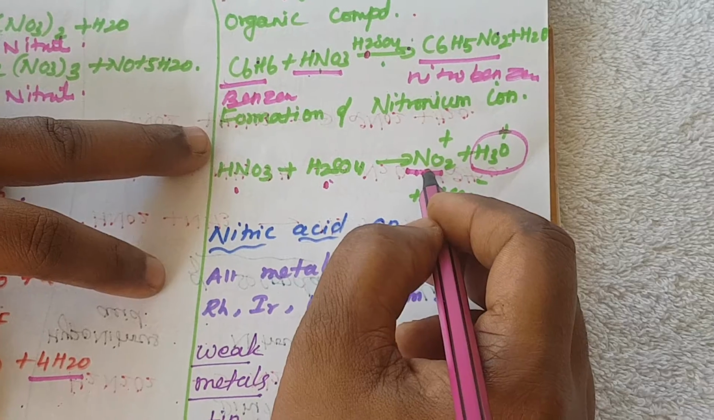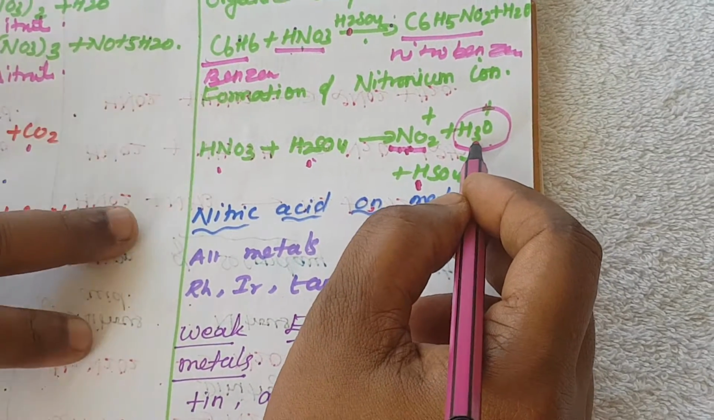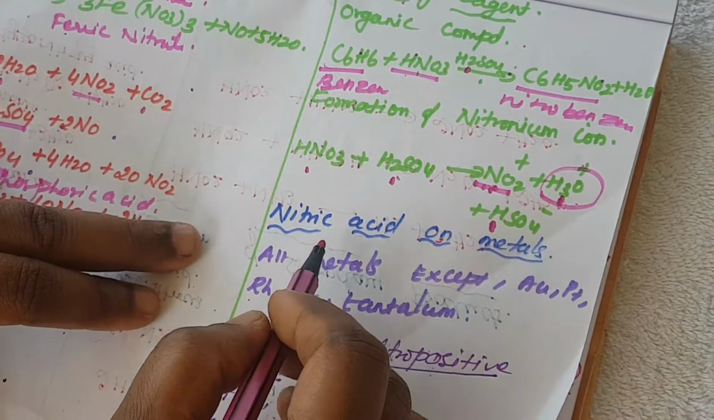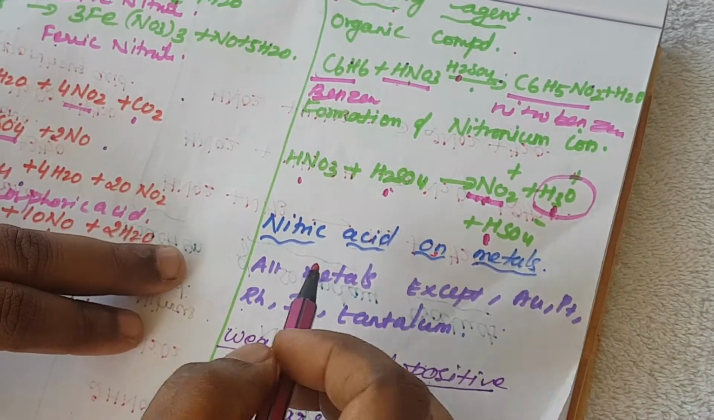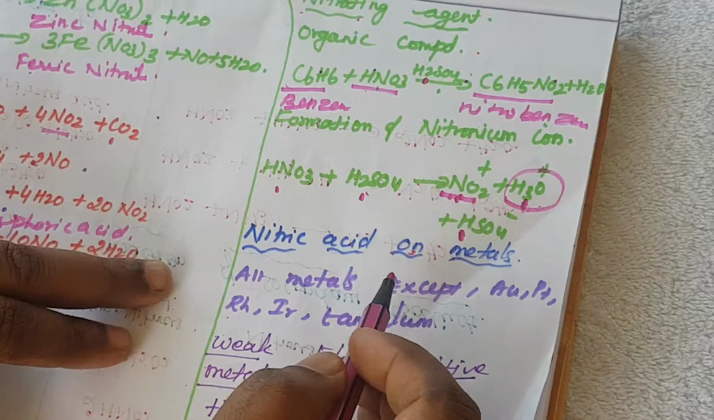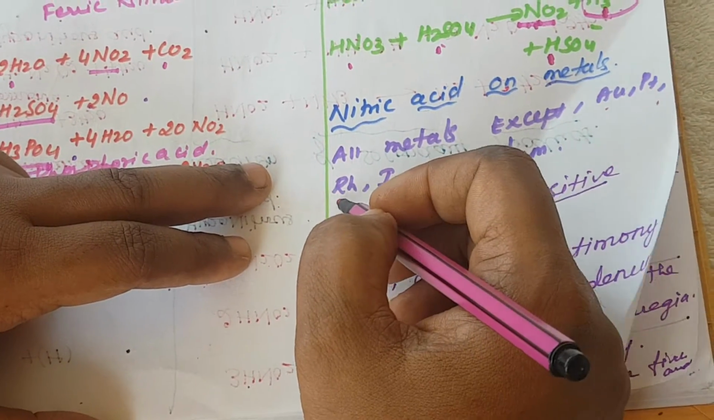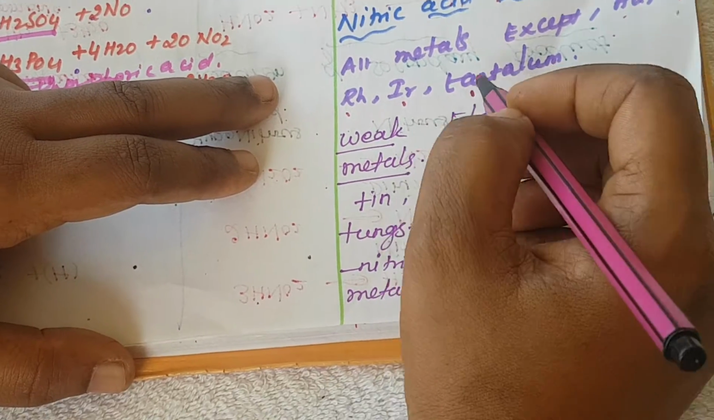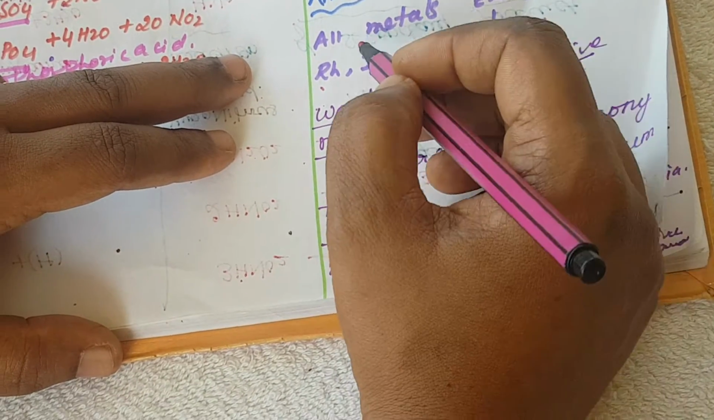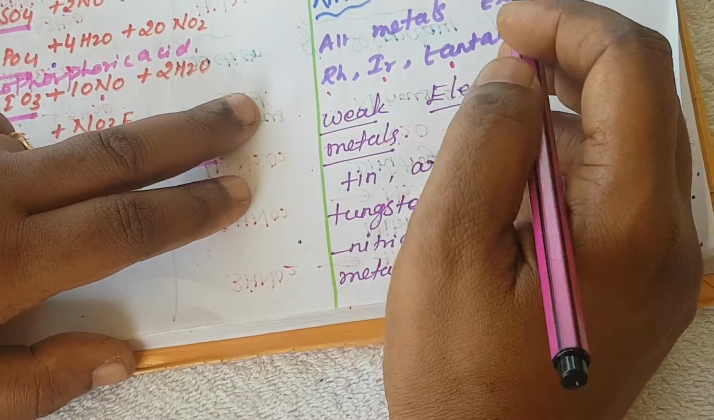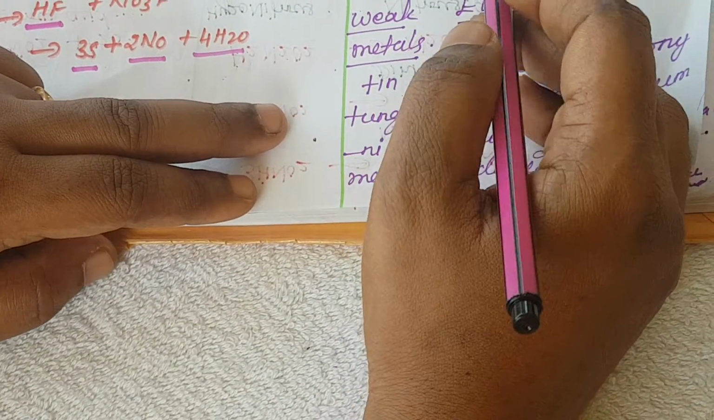NO2+ means nitronium ion. This is called hydronium ion. So these are all the nitrating agents. Next one is nitric acid on metals. Nitric acid reacts with all metals except gold, platinum, rhodium, iridium and tantalum. So nitric acid does not react with these metals. With all the remaining metals, nitric acid reacts.